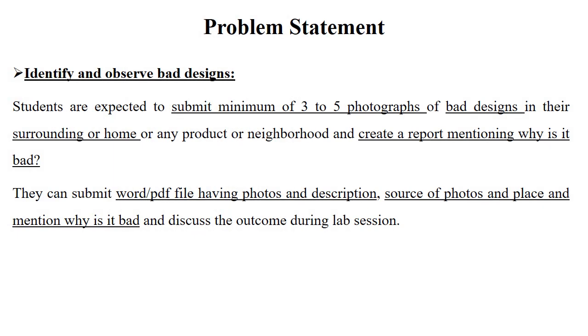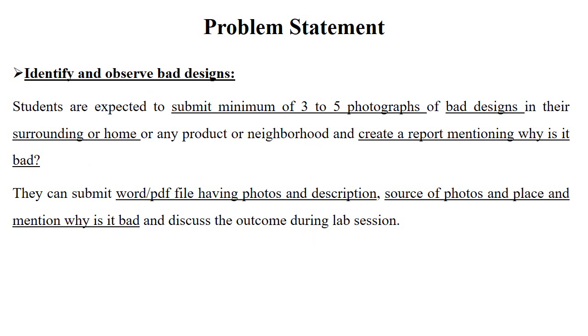The problem statement mentioned in your syllabus is to identify and observe bad designs. Here, students are expected to submit a minimum of 3 to 5 photographs of bad designs in their surroundings, home, any product or neighborhood. And you need to create a report mentioning why it is bad. You can submit a Word or PDF file having photos and description, the source of photos and place, and mention why it is bad. And you need to discuss the outcome during the lab session. So this is the problem statement.